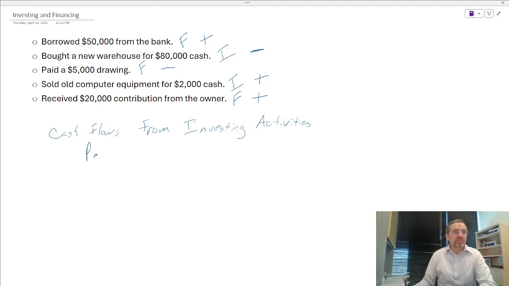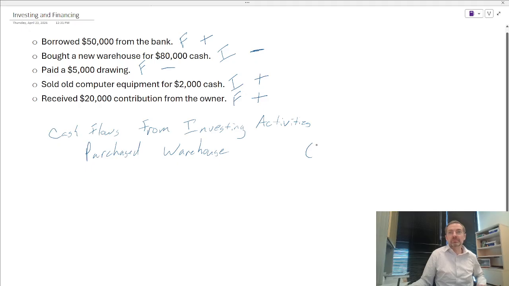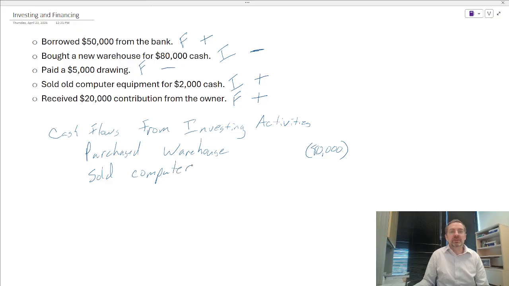So we can put a title such as purchased warehouse, and we would say negative $80,000. And then we would put sold computer. As we saw on the statement of cash flows from Target, they're a little bit more general. They might just say purchased property, plant, and equipment and sold property, plant, and equipment, or they used fancy words like expenditure and proceeds. The point is that investors are going to understand what you're saying.